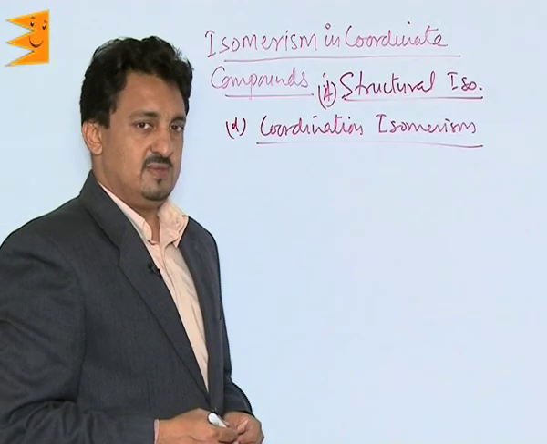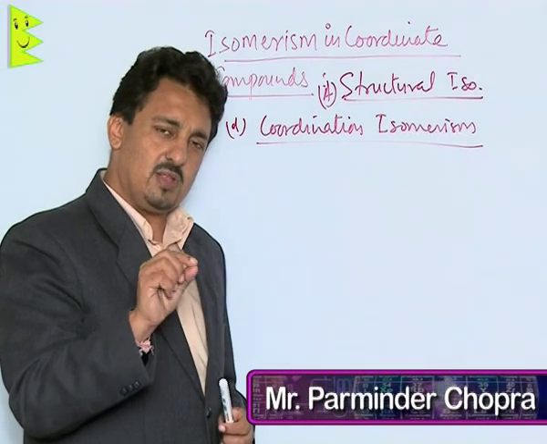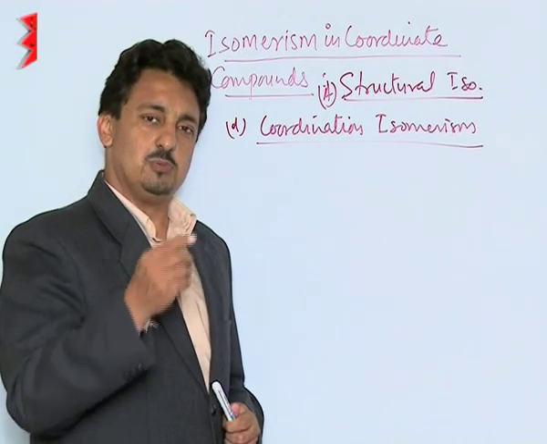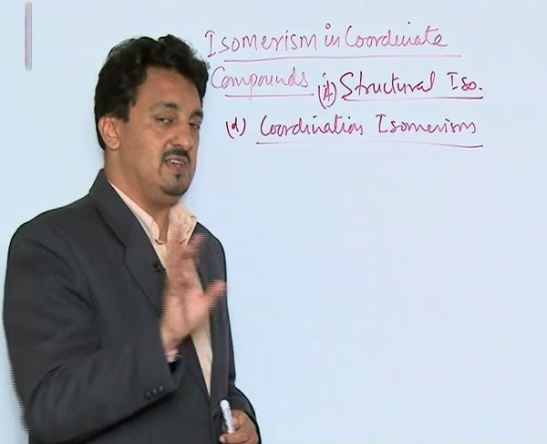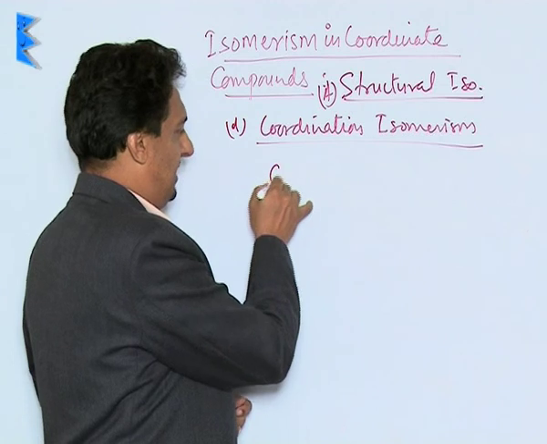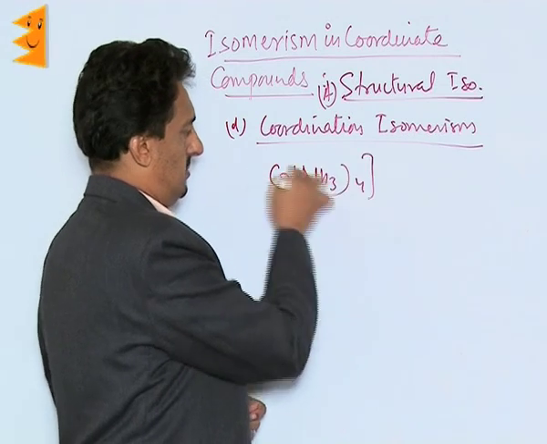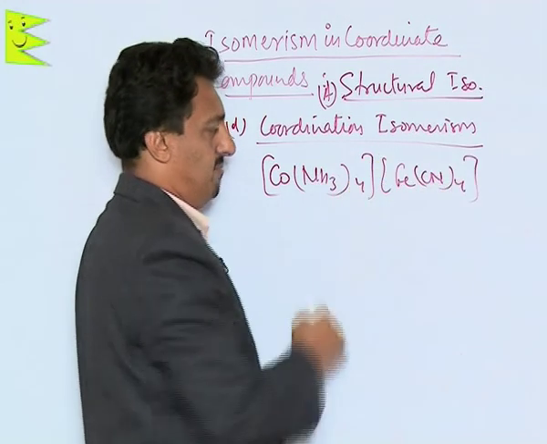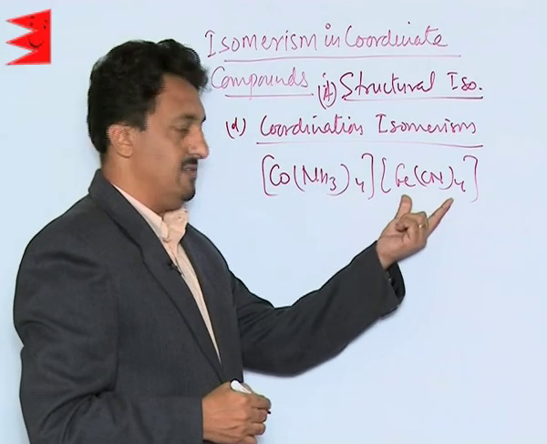Coordination isomerism. In this, both the cation and the anion of the coordination compound are coordination entities, and the isomers differ due to the exchange of ligands between the two metal ions present in the two coordination entities. Let me give you an example of this. Like let us take this compound. In this, the first coordination entity is a cation, the second one is an anion.